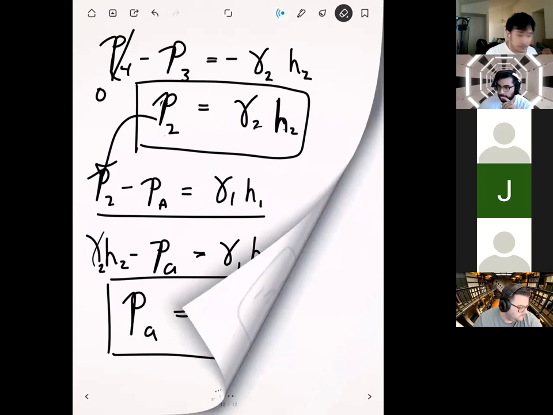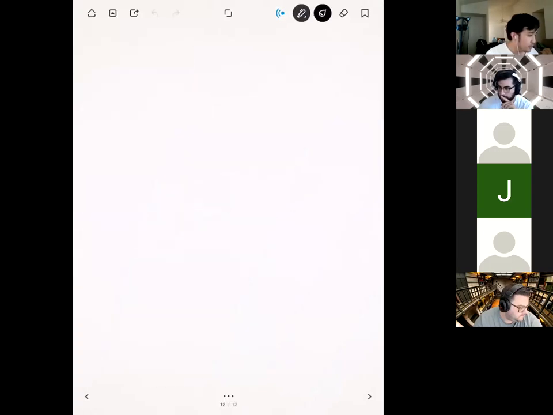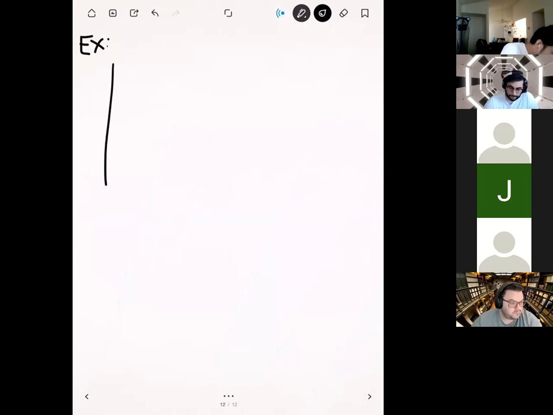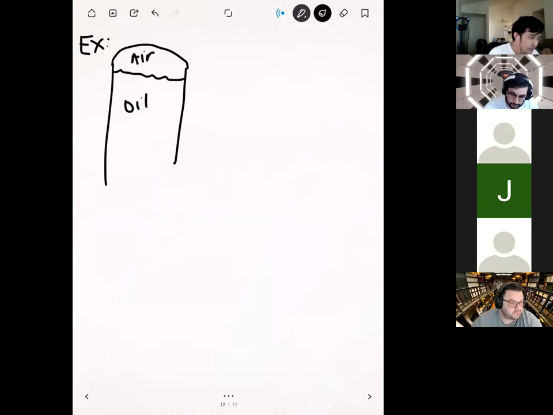Okay, so let's do one more example that illustrates the same thing. Let's say that we have a container filled with oil, and it's a closed container. So we have oil here and we have air on top. It's confined air, so it's not a free surface. And then attached to this, we have a U-tube manometer.